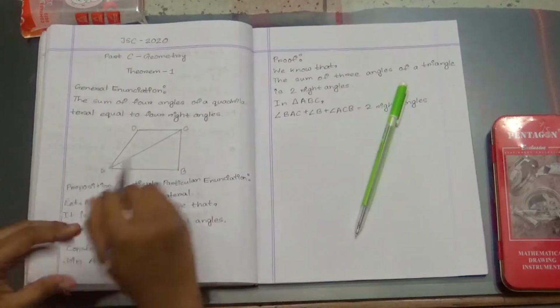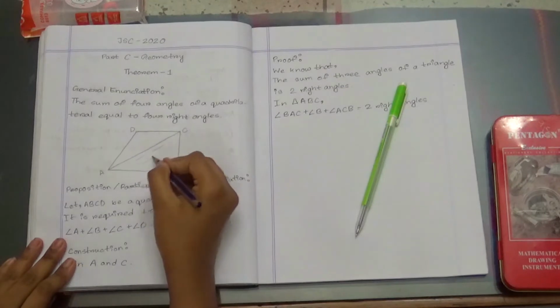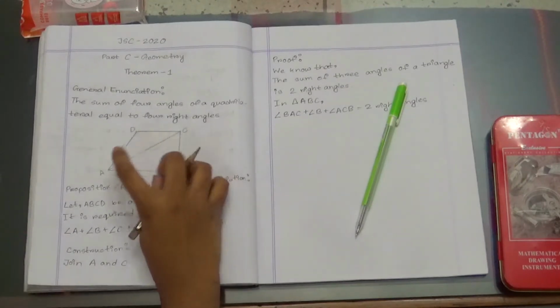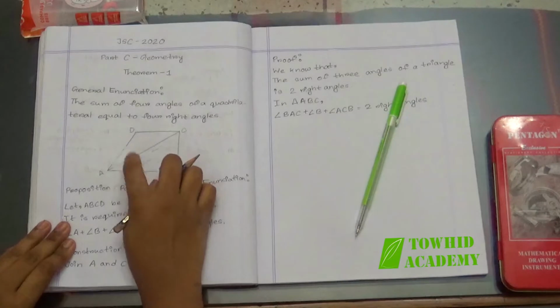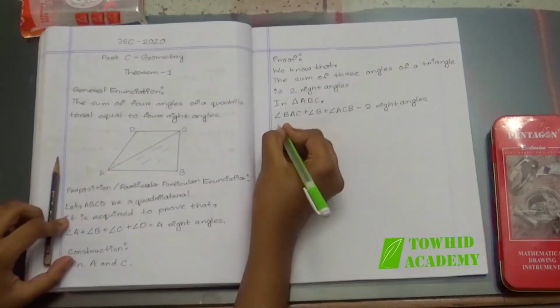So we have already proved this part of the triangle, and now the rest part, triangle ADC. We have to prove this one now. So we will write similarly.